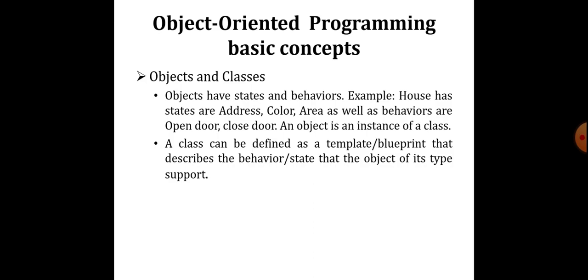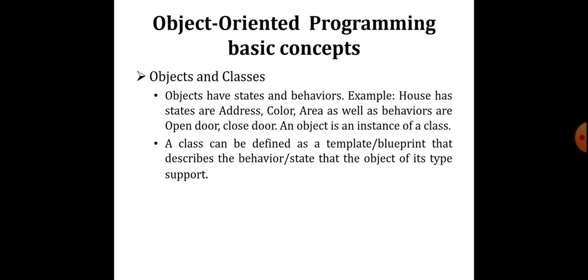For example, consider the object house. The house has states such as address, color, and area, as well as behaviors. The behaviors are opening the door and closing the door. Similarly, consider a book object. It has a title, author, publication, and price as its state, and reading and turning the pages as its behaviors. An object is an instance of a class.